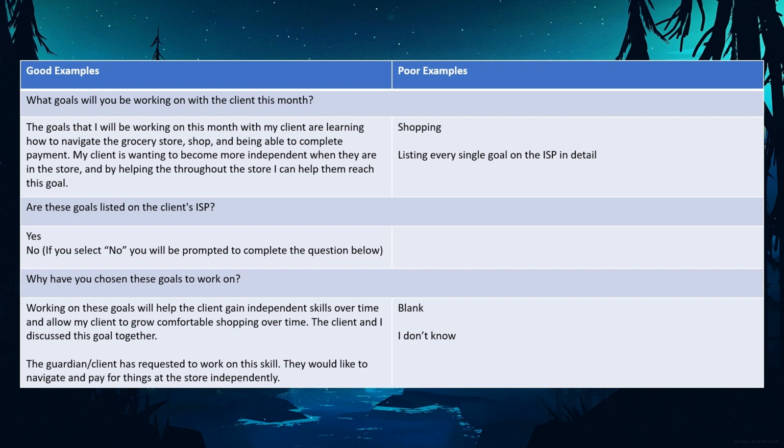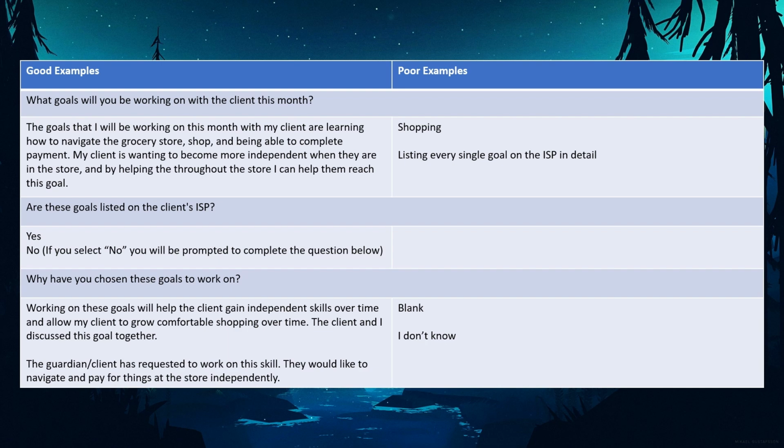The other poor example is listing every goal on the ISP in detail. While yes, you should be working on the ISP goals, it's almost impossible to work on every single goal all at once. A better solution would be to work on 1 or 2 goals for the month and focus on those. And then when the next month comes, you can continue focusing on those goals, or you can switch it up and do some different goals. You can play around with it. But you should really only be focusing on 1 or 2.